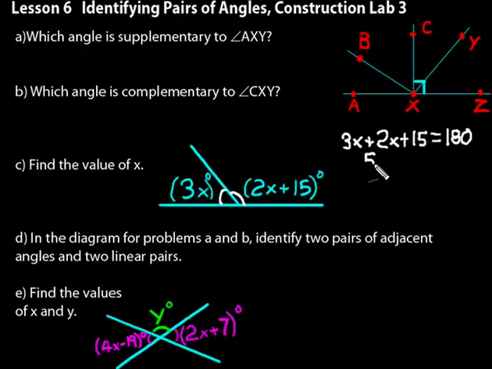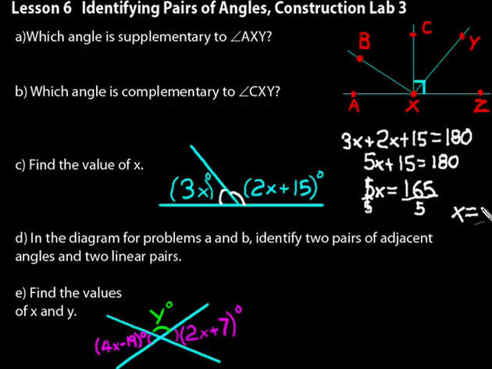So 5x plus 15 equals 180 degrees. And we subtract 15 from both sides, and we'd have 5x is equal to 165. And we divide both sides by 5, and that would cancel out over here. We get x equals 165 over 5. That equals 33. And since those are angles, we'll assume that x has a measure of 33 degrees.